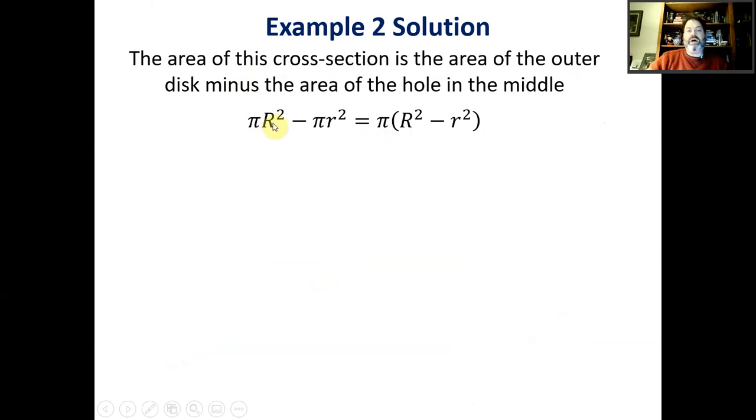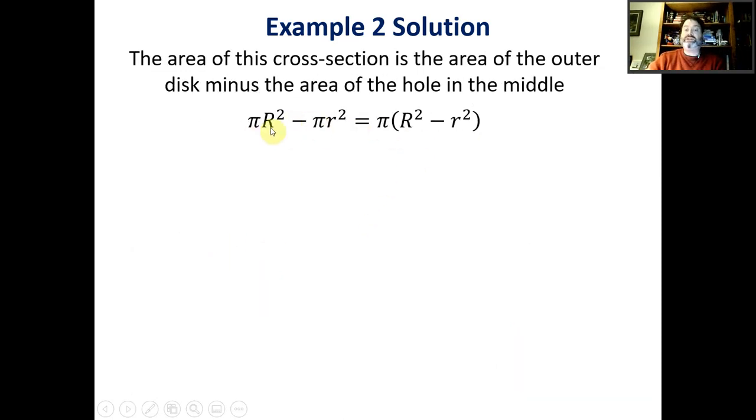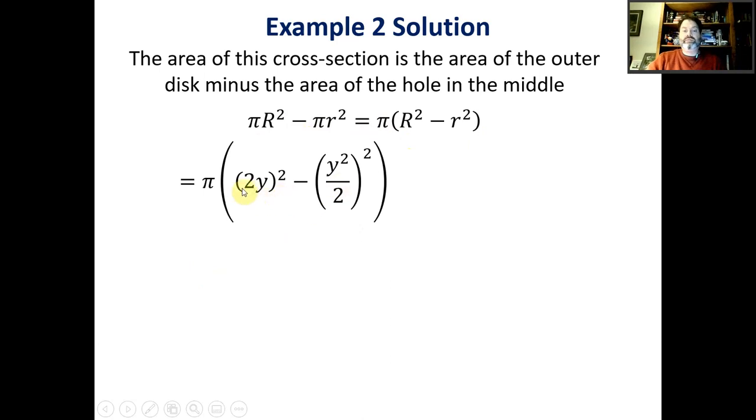And so here's pi R squared, that's the outer disk. And then pi little r squared is the inner disk. And you can factor pi out. We know R and r because they were given here. So what we do is we just plug in the values of the function. But this is a formula. So, right, just plug in the outer function. Don't forget to square it. Plug in the inner function. Don't forget to square it. Simplify.